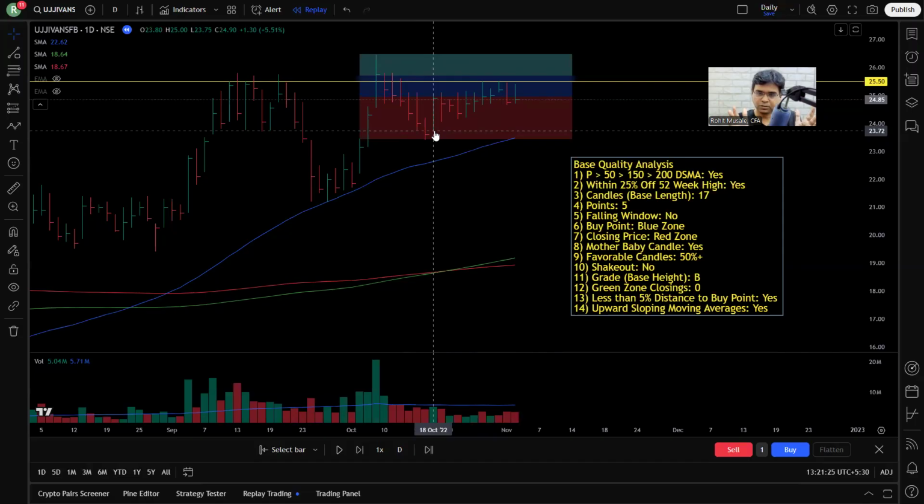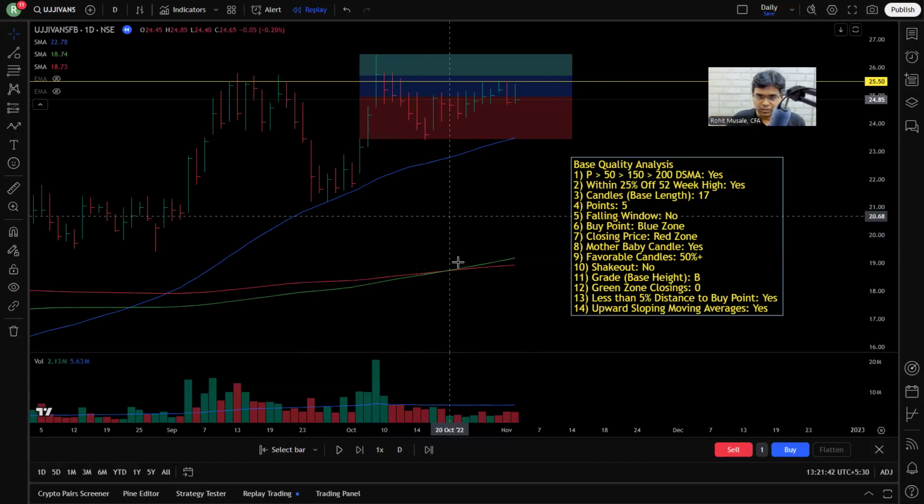Do not confuse this with strong closing, weak closing, because that's a different concept. Strong closing and weak closing for a candle depends on the midpoint of the candle. Here I am not talking about strong closing, weak closing. Here I am talking about down closing and up closing.